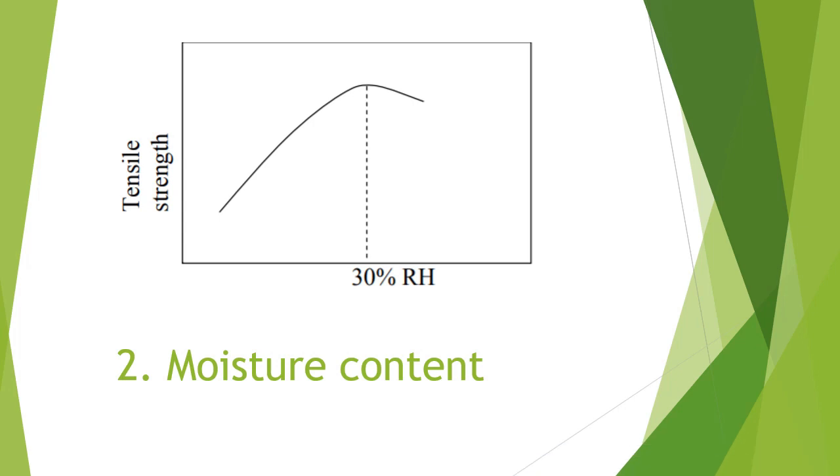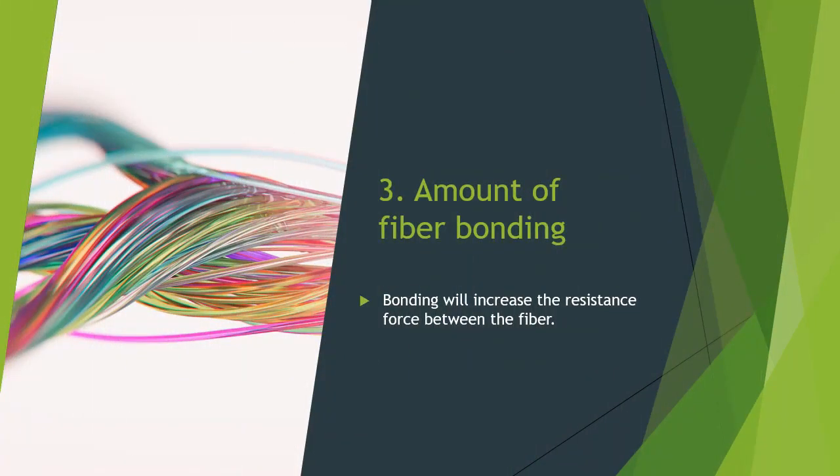Second, moisture content. Increasing the moisture content will increase the tensile up to a point where the paper is in equilibrium with about 30% relative humidity. Next, amount of fiber bonding. Bonding will increase the resistance force between the fibers. Thus, more fiber bonding will result in higher tensile strength.